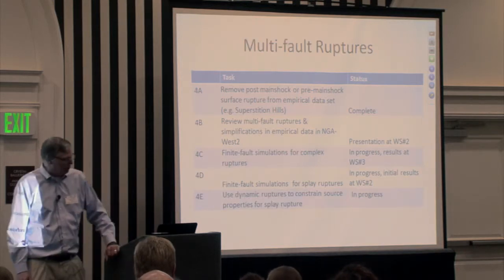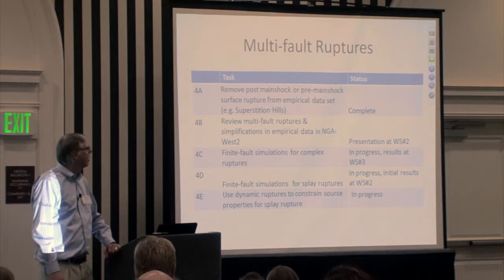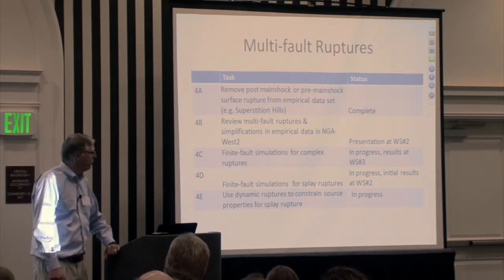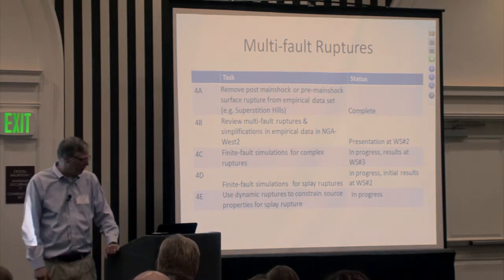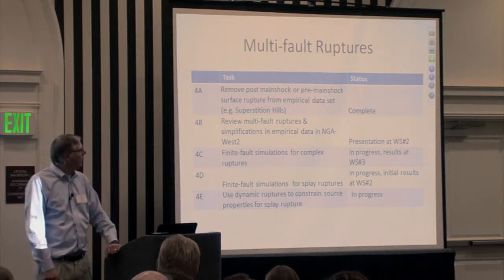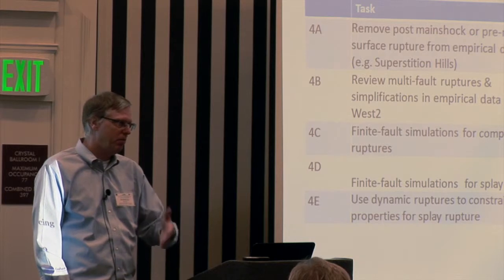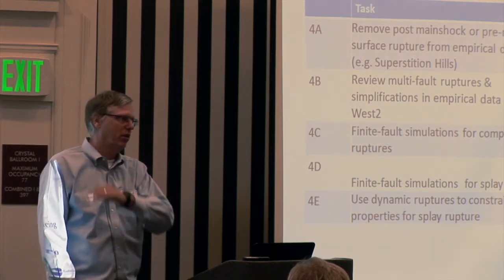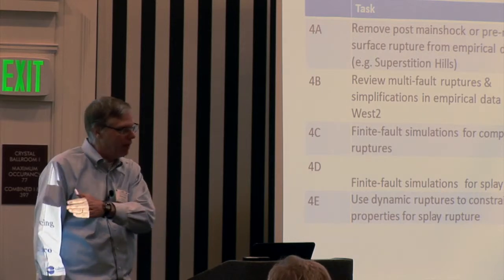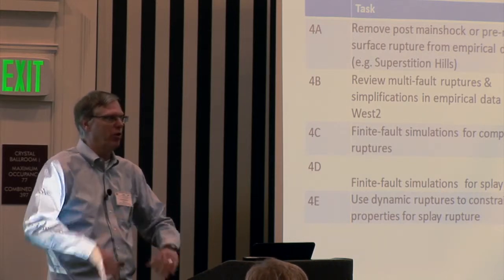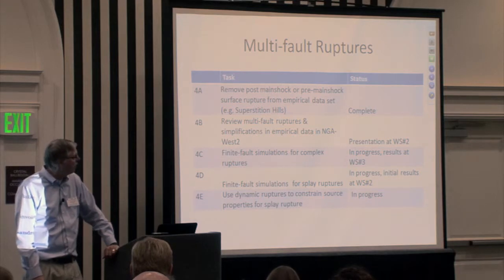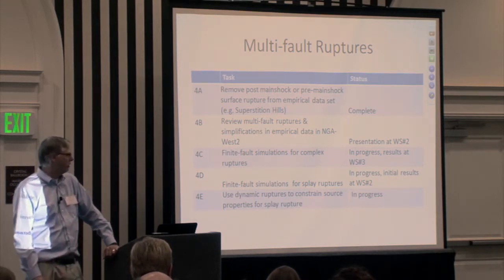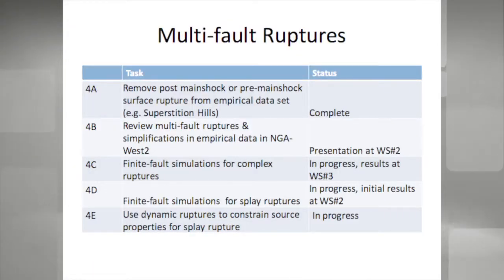Next, multi-fault ruptures. We have 2 types of multi-fault ruptures, and you'll hear this several times today. One is a rupture that changes dip or rake along strike, so it's not the same thing all along. We're not talking about bends of the fault, but changes in rake and dip along strike. We call that complex ruptures, just to keep the terminology straight.